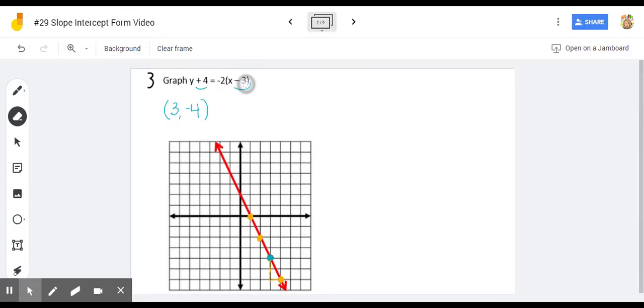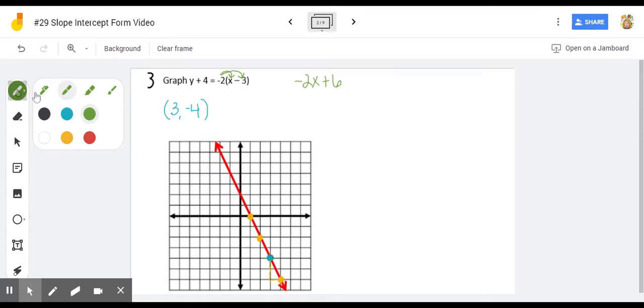Now, what I want to talk to you guys about is the fact that you can actually take point-slope form and create a new type of form of our line. And let me prove that to you right now. So if we were to notice these parentheses and this negative 2 out front, we can actually do what we call distributing. So negative 2 times x ends up giving us negative 2x. And if we take negative 2 times negative 3 on the inside, we get a positive 6. Now over here on the left side of our equation, we still have y plus 4.